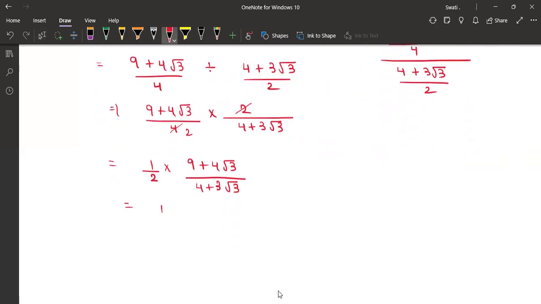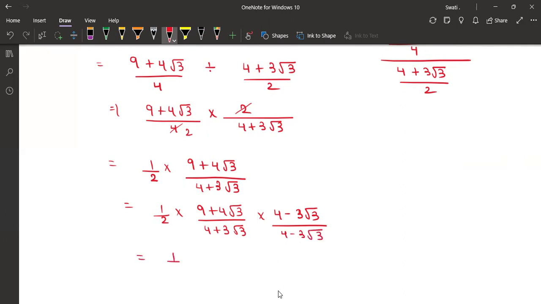So this will become 1 upon 2 as it is times, if you rationalize this, so 9 plus 4 root 3 as it is, this is 4 plus 3 root 3. And if you rationalize this, it will become simply times 4 minus 3 root 3, because when we rationalize, we just take the denominator with the opposite sign and we multiply and divide by the same thing. So 4 minus 3 root 3.